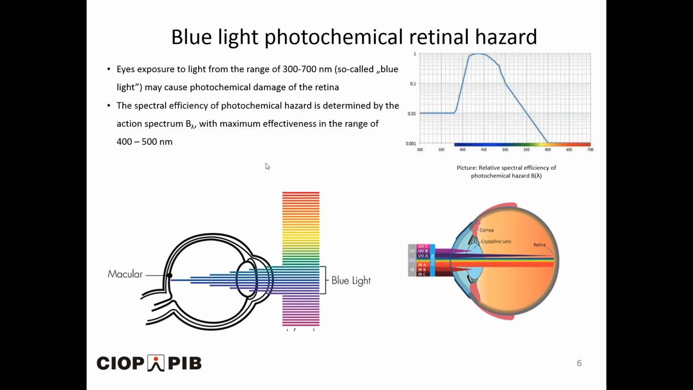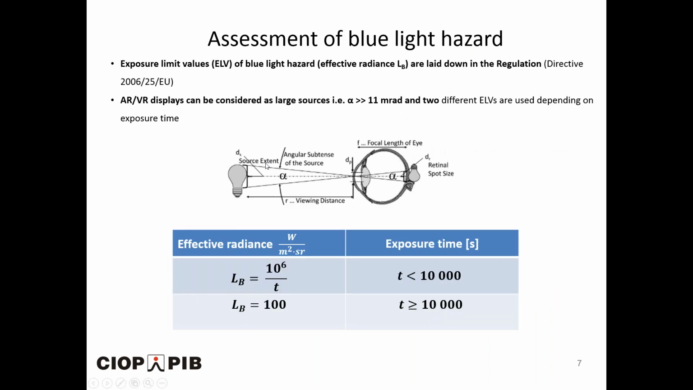How do we calculate it? So the assessment. In the European Union, the exposure limit values are laid down in the regulation. That's the Directive 2006/25/EU. There are actually 2 parameters to be considered, but for most of the devices, we have to consider the effective radiance. The other one is effective irradiance, but we will not talk about this one. The effective radiance will be used for most AR systems or VR systems.